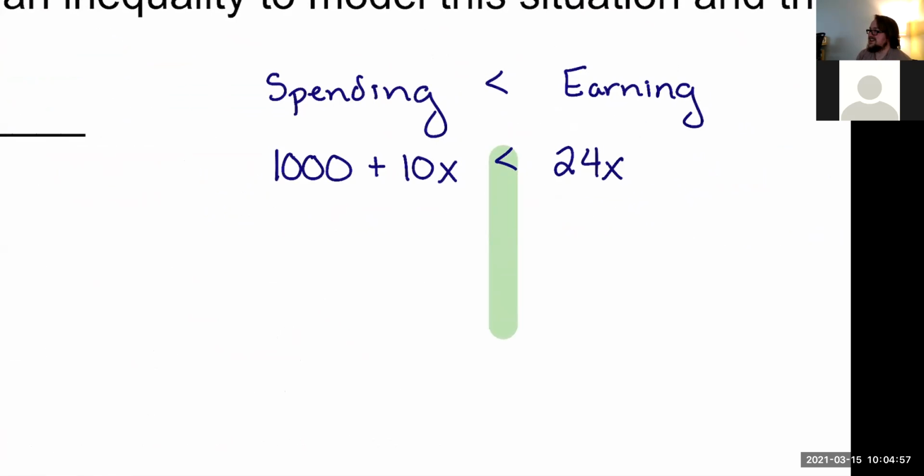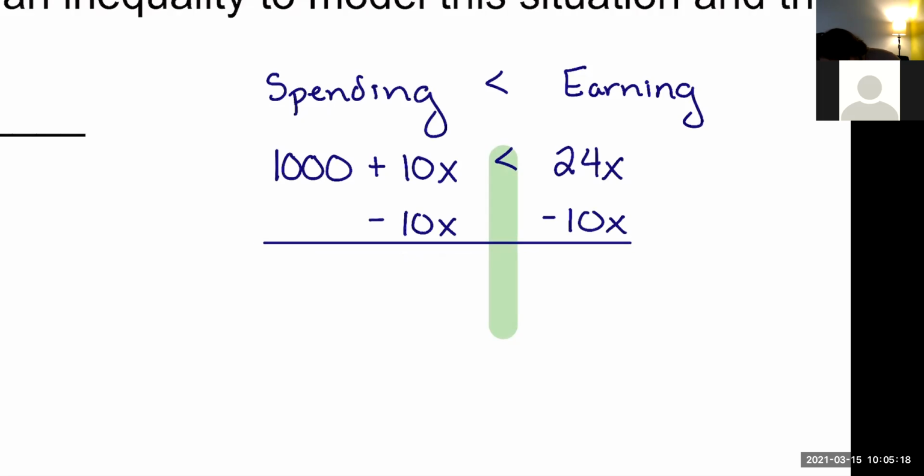Goes against your grain, I know, because you already know it. I know you want to move everything to the left, which would leave you with a 0 on the right, and it can be done. Personally, I would move the smaller one here, which would be the 10x. So I would subtract 10x from both sides to get that variable to one side, so we then can get it by itself. So that leaves us with 1,000 is less than 14x.